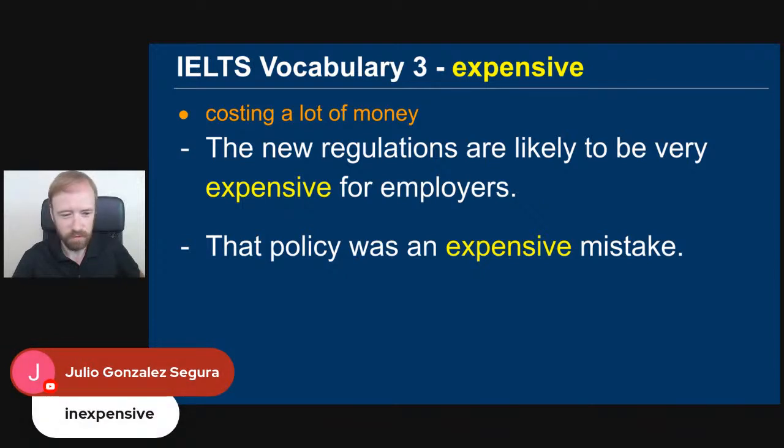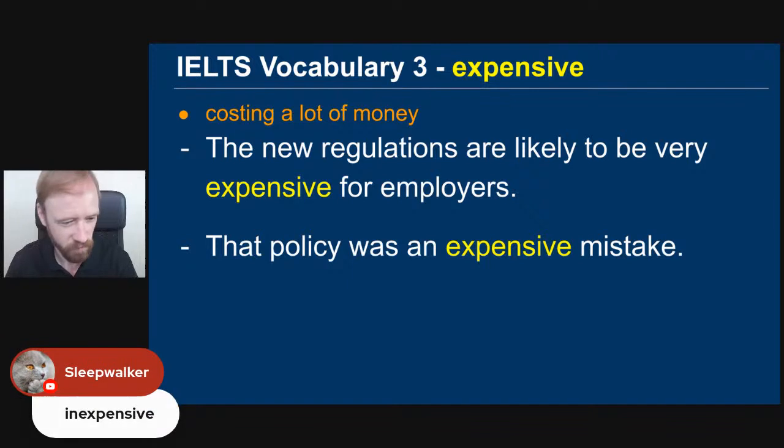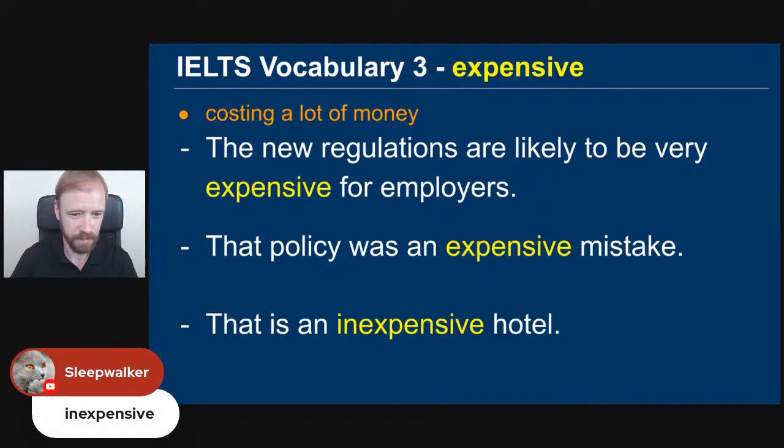All right, here we go. Julio wants band 7. And Sleepwalker wants band 7. So yeah, that's mainly why I brought in expensive. When we're having a conversation, we like to use the word cheap. Cheap is a great word. Cheap means the opposite of expensive. But on your IELTS, always think bigger with your vocabulary.